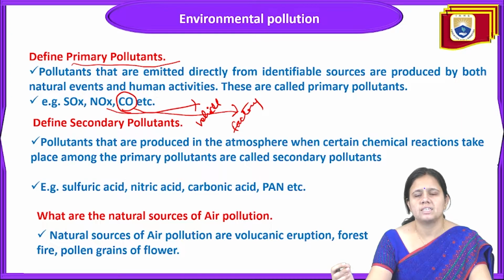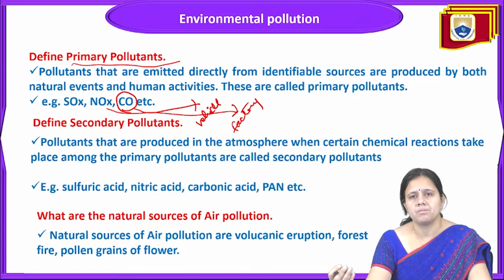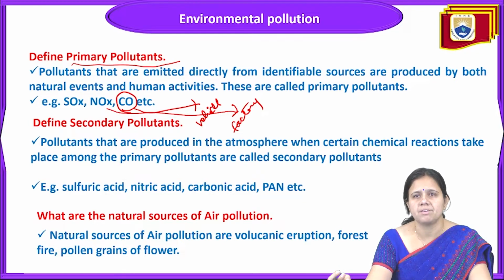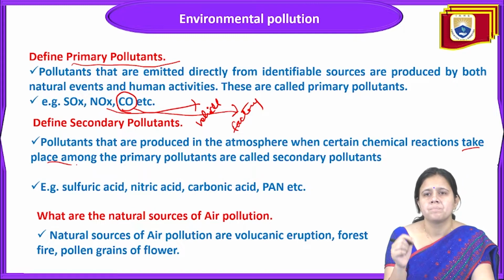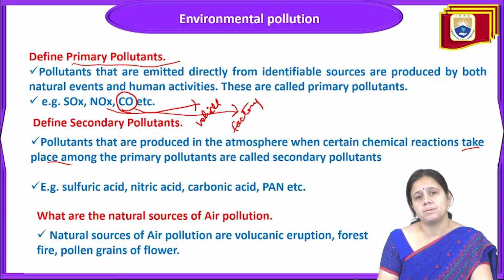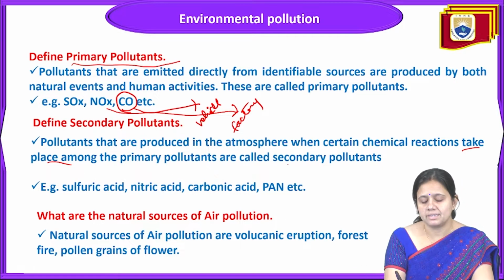SOx and NOx we know are emitted from industries and thermal power plants, and carbon monoxide is coming from vehicles also. They are emitted directly from a source that we can identify, so they are called primary pollutants. Next is the secondary pollutant. Pollutants that are produced in the atmosphere when a certain chemical reaction takes place among the primary pollutants are called secondary pollutants.